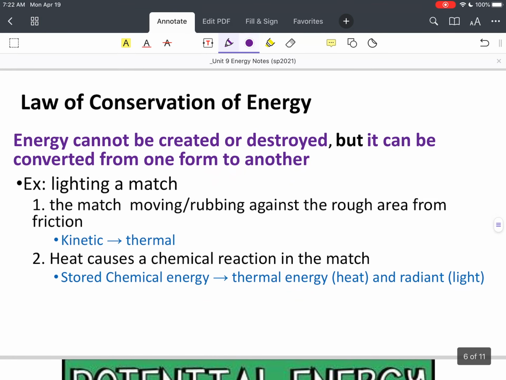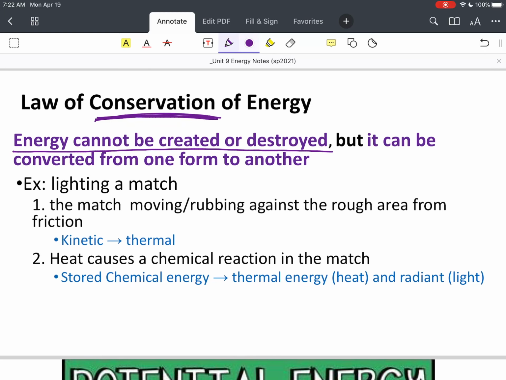All right, so the law of conservation of energy, guess what? It's another conservation. So remember, whenever we're saying a law of conservation of something, we're just saying it can't be created or destroyed. So our law of conservation of mass cannot be created or destroyed. Our law of conservation of momentum cannot be created or destroyed. Law of conservation of energy cannot be created or destroyed.